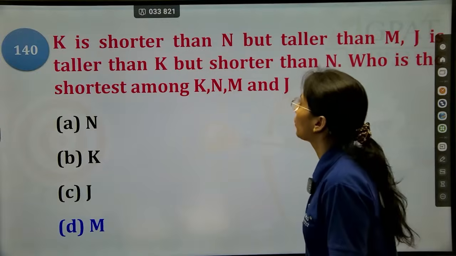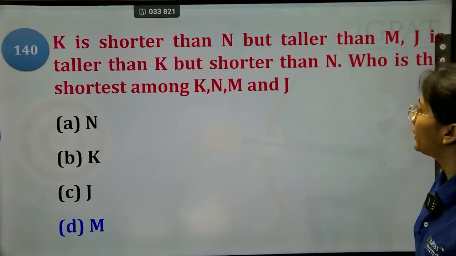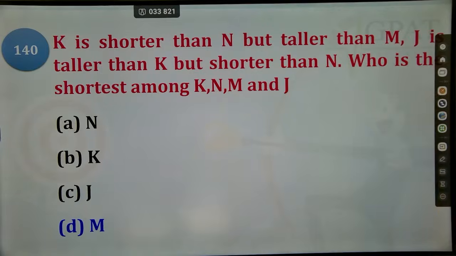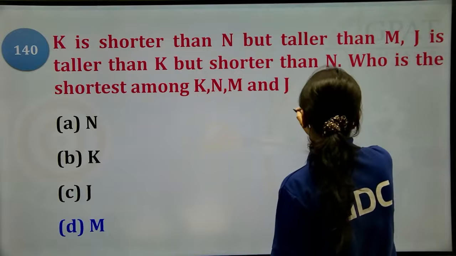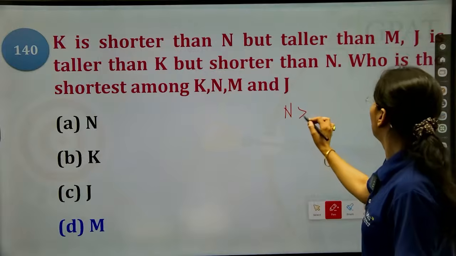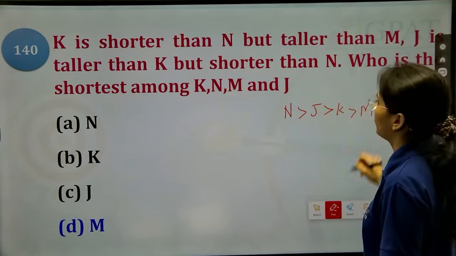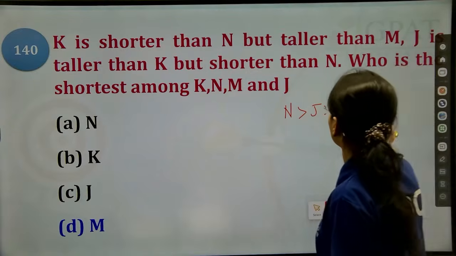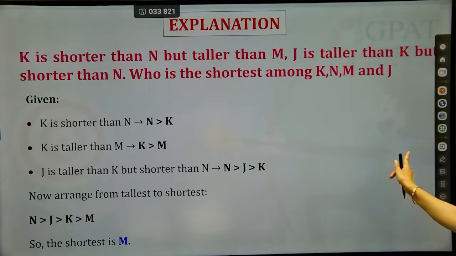Now K is shorter than N but taller than M. J is taller than K but shorter than N. Who is the shortest among them? So we can say that N is taller than J, and J is taller than K and M. So the shortest is M. So option number D is correct.